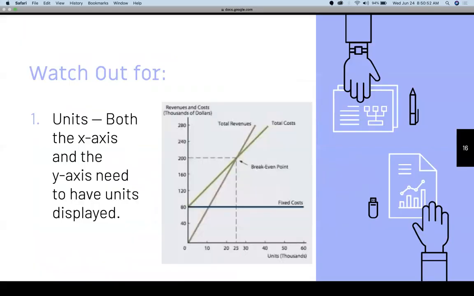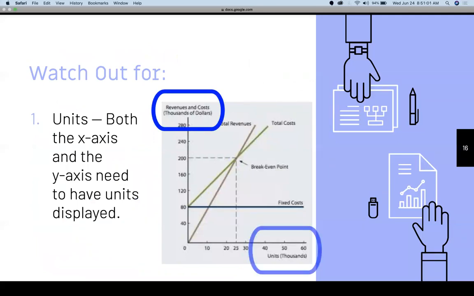And some other things to watch out for are units. Both the x-axis and the y-axis need to display units, right? The y-axis units are thousands of dollars. It's important. If you just put that in parentheses, then it corresponds to each data, and then that's okay. That's all you have to do. Instead of the y-axis saying 10,000, 20,000, 25,000, 30,000, 40,000, 50,000, 60,000, we just do 10, 20, 25, 30, 40, 50, 60. Those thousands are perfectly fine.